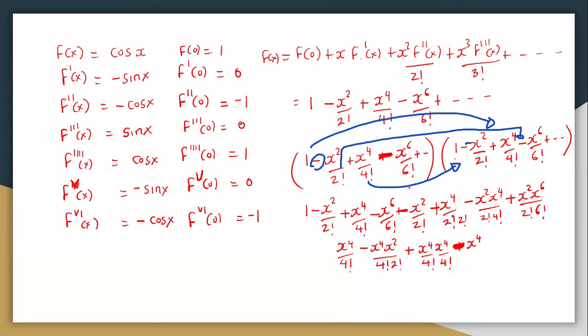Then it's going to be minus x power 4, x power 6 out of 4 factorial, 6 factorial. Now we go to the next one. This one here, now we multiply. When you multiply it with everything, you'll have minus x power 6 out of 6 factorial. Multiply it with the next one, which is going to be plus x squared out of 2 factorial, x power 6 out of 6 factorial.